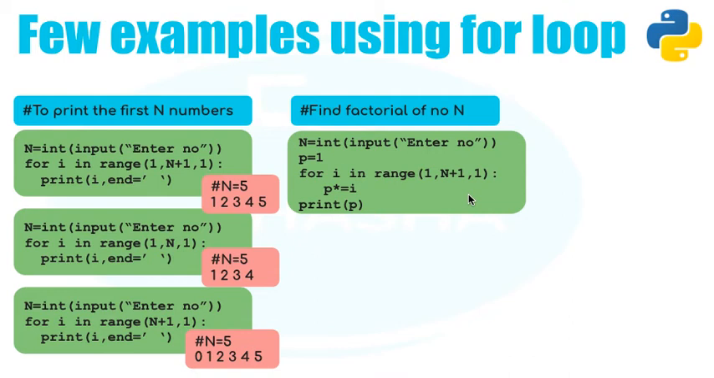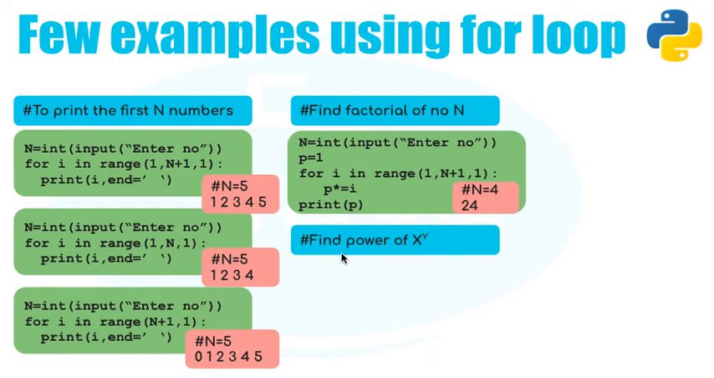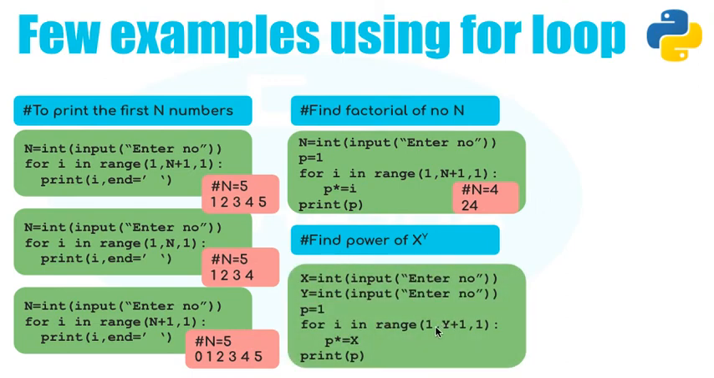So what are you exactly doing? You're basically finding the product. Therefore p is equal to p into i, and hence you are going to get the answer of p, which is 24, suppose n is 4, because 1 into 2 into 3 into 4 comes out to be 24. Suppose we have another question: find x to the power of y, which means you're multiplying x how many times? You're multiplying x y times. Therefore, your loop should start from 1, go till y plus 1, and keep on multiplying it with the value of x, and hence you're printing the answer like this.